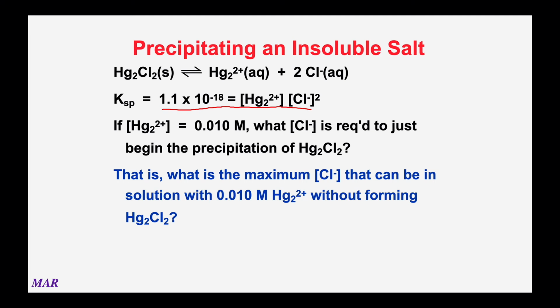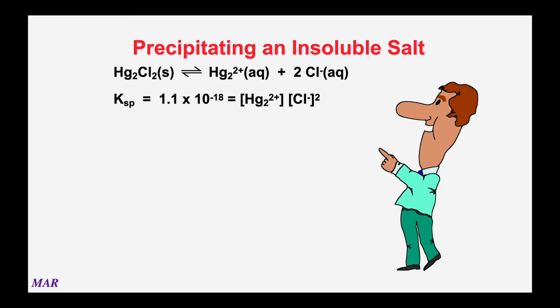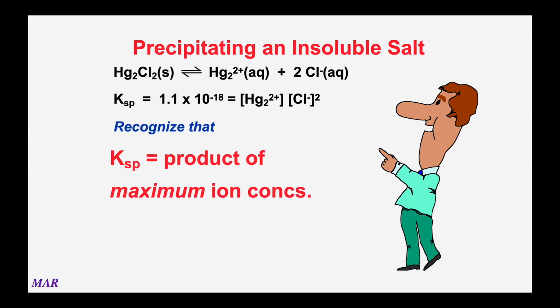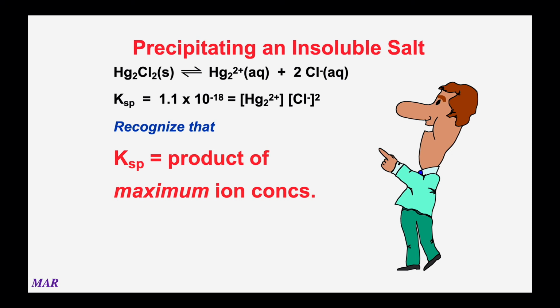And we can use that Ksp, this thing up here, to plug it in. And honestly, it's pretty chill. This number goes right there. We've got Ksp. We're going to solve for chloride ion. It's going to be squared, so you have to take the square root, etc., etc. So let's do that. Ksp, 1.1 times 10 to the minus 18th, the number you can look up, equals mercury ion times chloride ion squared. Mercury ion was the 0.010. Now, Ksp is the product of the maximum ion concentrations. When you go over these thresholds, that's when a solid begins to appear, and when you're under the thresholds, then you don't have a solid.